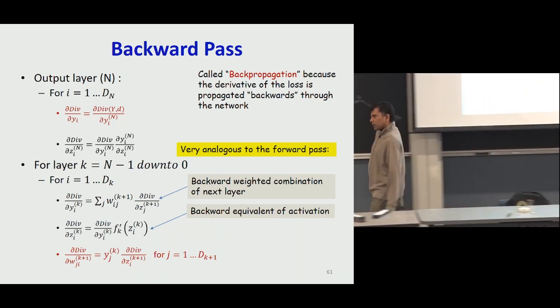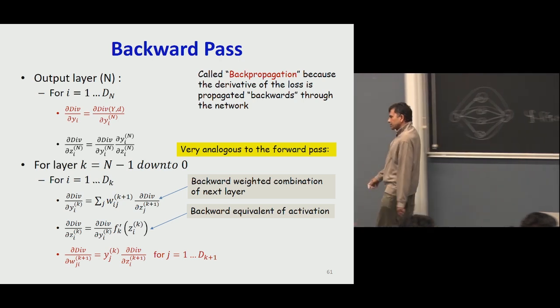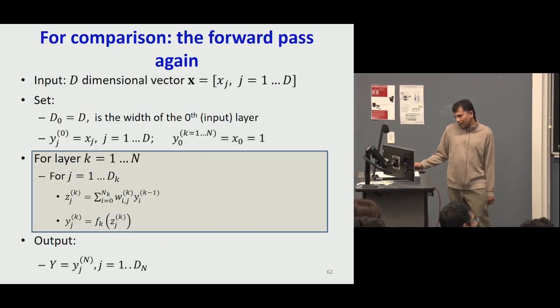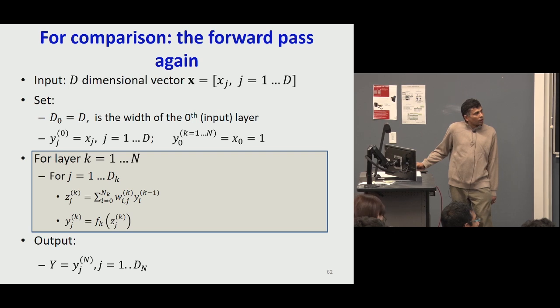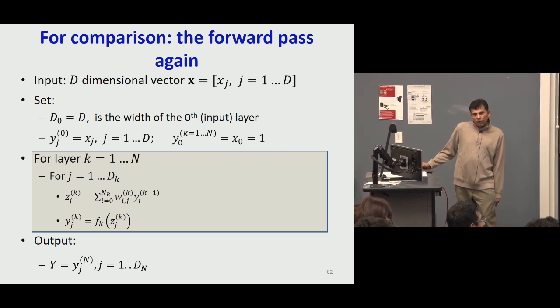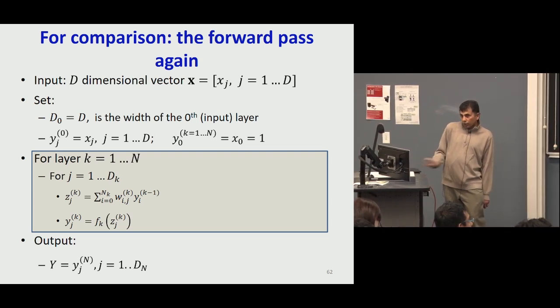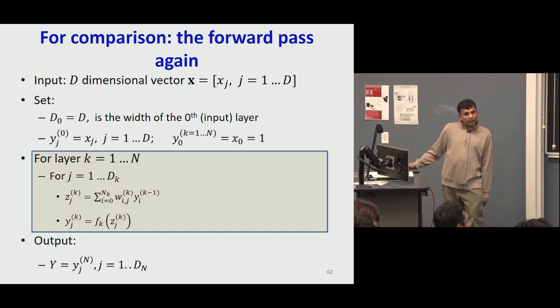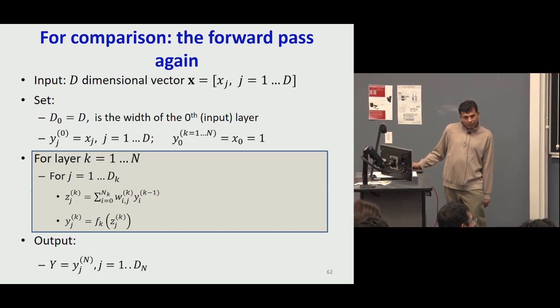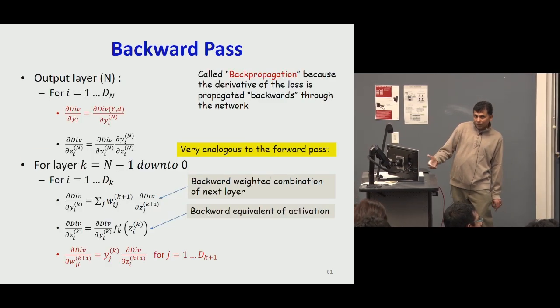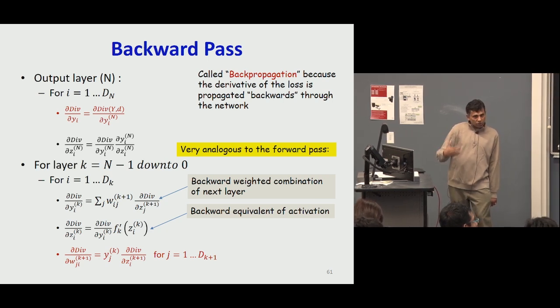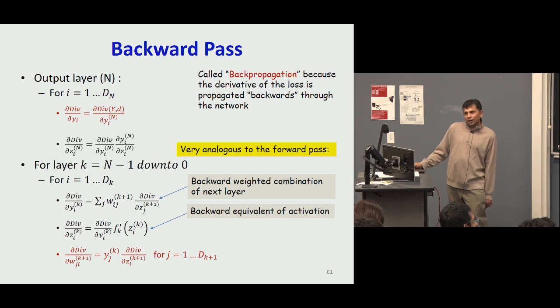And so if you look at this pseudocode and look at the forward pass pseudocode, look at what's happening in the loop. In the forward pass, you're going left to right. First you compute an affine combination, then you put it through a nonlinear transform. Here, first you compute an affine combination, then you put it through a nonlinear transform. It's exactly the same operation, right? The only thing is that in the backward pass, you have this extra step where you're computing the derivative with respect to the weights.